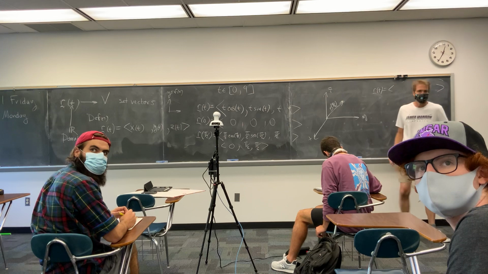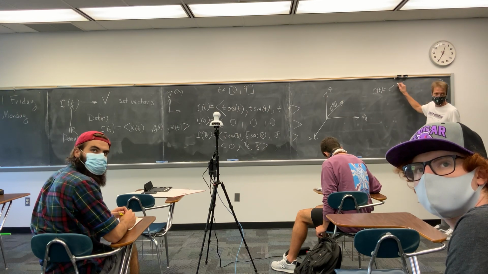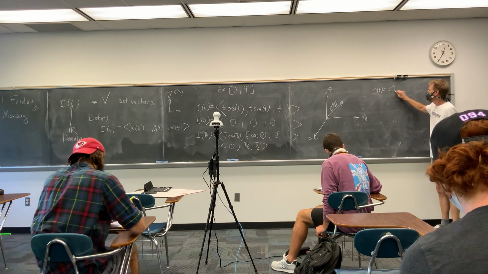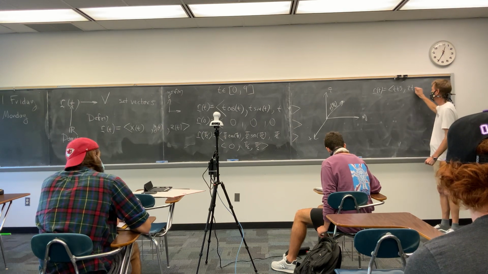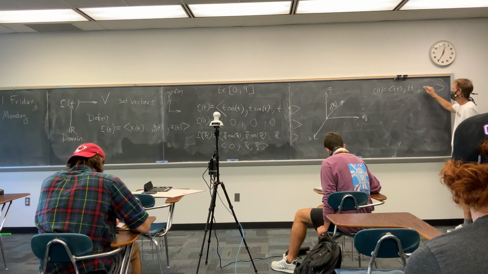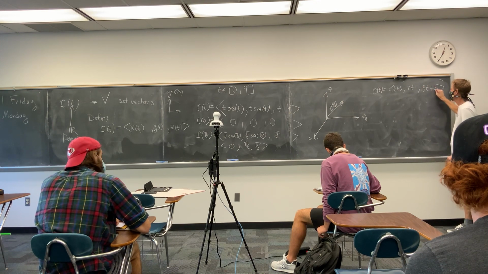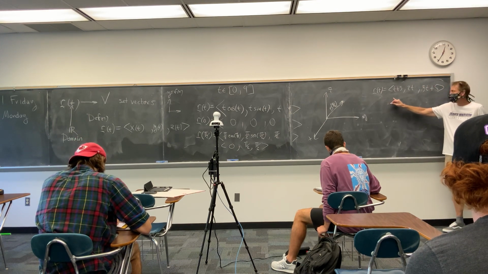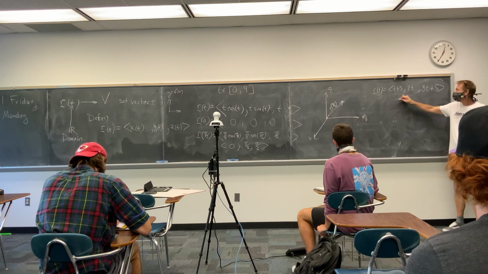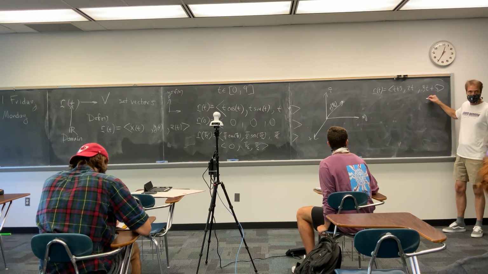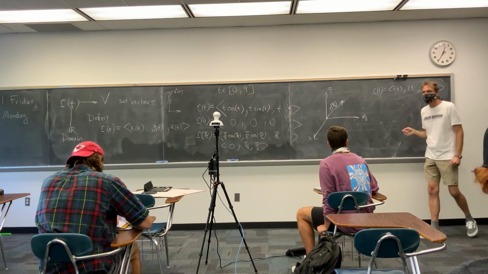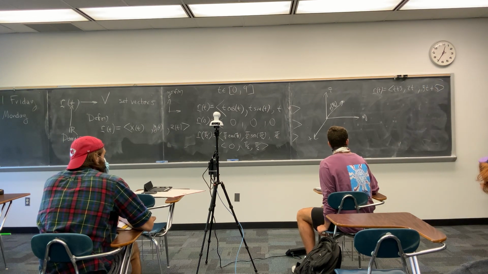So Emily, what's your space curve for me? T plus 3, 2t, and hopefully 3t plus 5. Okay, so this is Emily's. Emily had t plus 3, 2t, 3t plus 5.